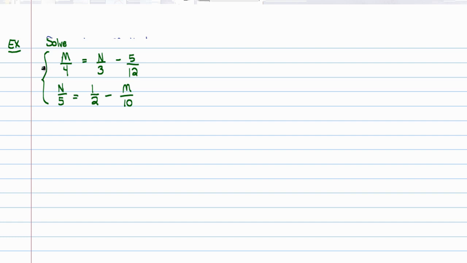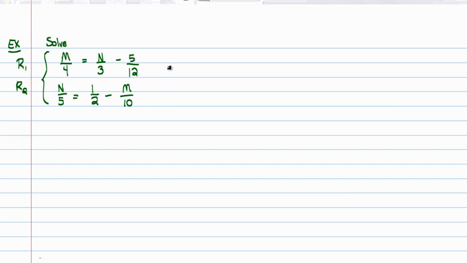So here's a system of equations. Solve this system where you have m over 4 is equal to n over 3 minus 5 over 12. The second equation is n over 5 equals 1/2 minus m over 10. I'll go ahead and label these as row 1, row 2. That way you can see my operations as I go through.